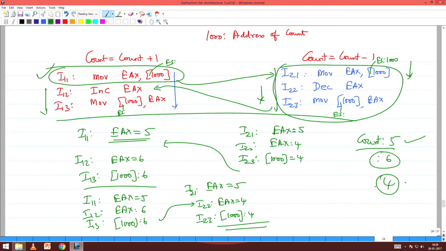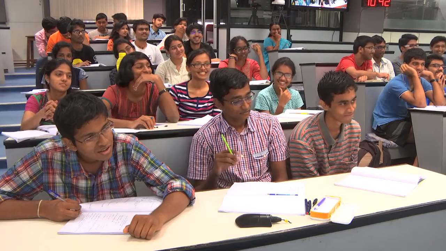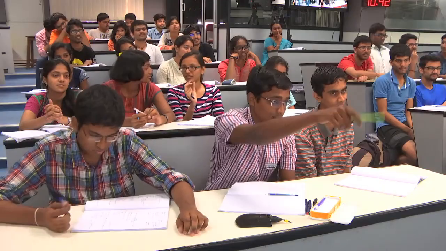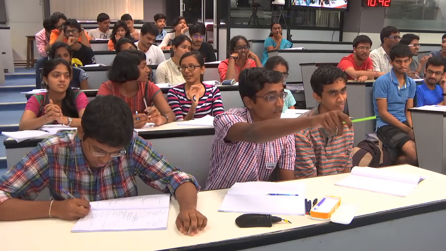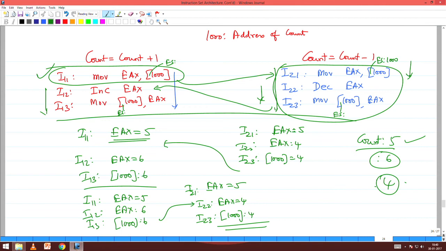We go back to the assembly language model. Understood? Increment can happen on a register. I think it can happen on M8, M16, M32. First process it was 5. When you went to next process, it also came as 5. See, look at. It also started as 5. Then it became 4. Then you went and stored 4 into 1000.